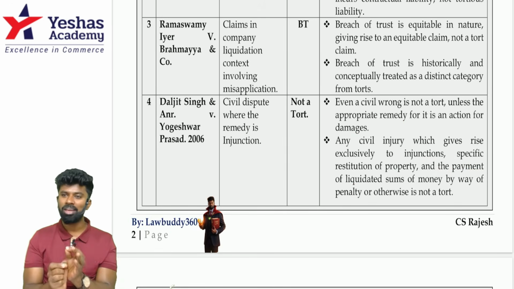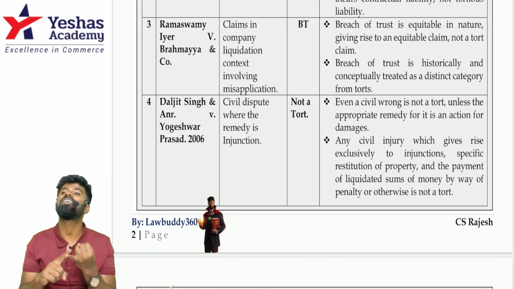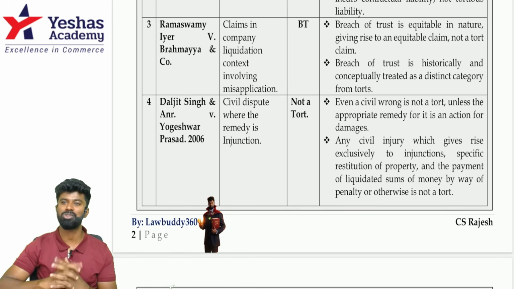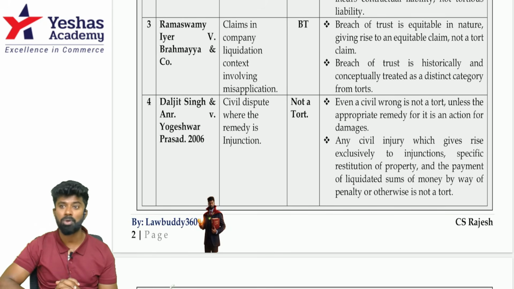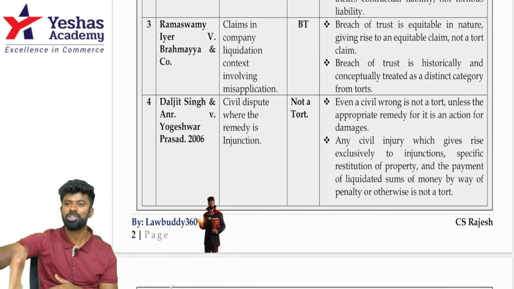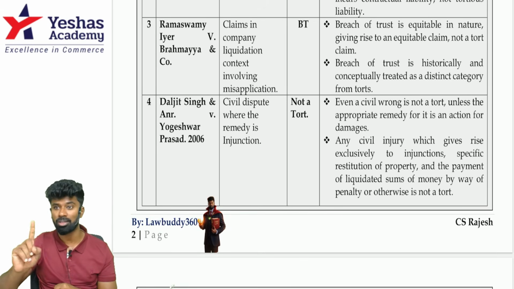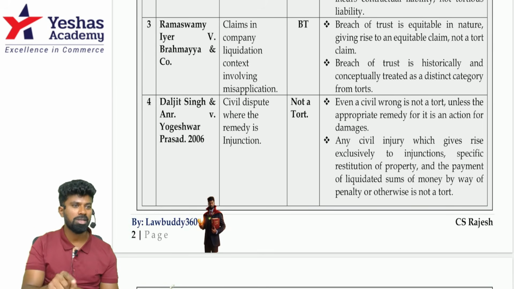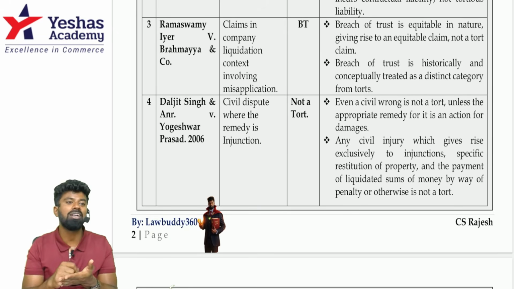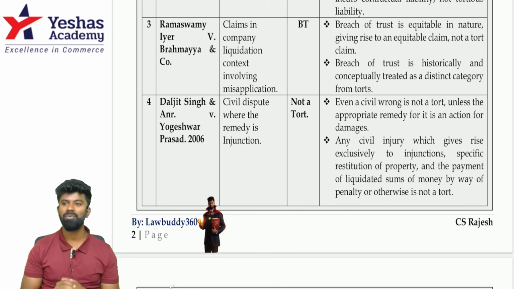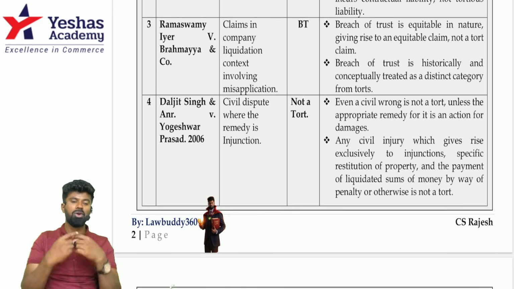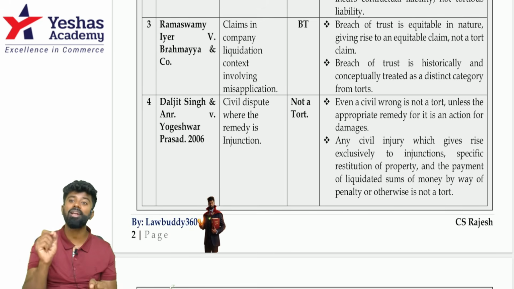Only a civil wrong where the remedy is unliquidated damages. If somebody is trespassing to your property and the remedy is only an injunction to stop him from entering the property, it is not called a tort. To be called a tort, there should be a remedy of unliquidated damages. What if the remedy is a penalty, a fixed amount? Will that be called a tort? No. To be called a tort, it should be unliquidated damages.